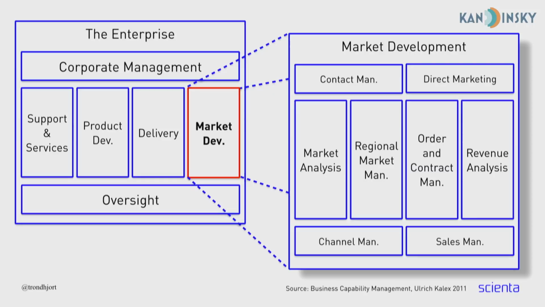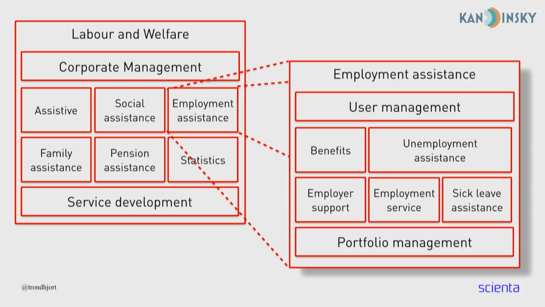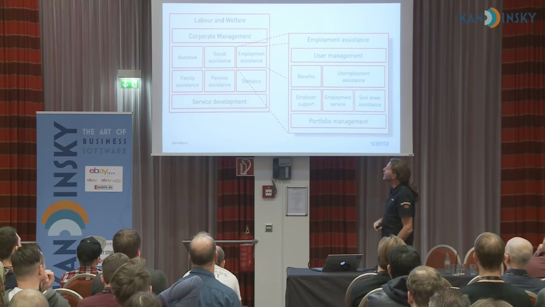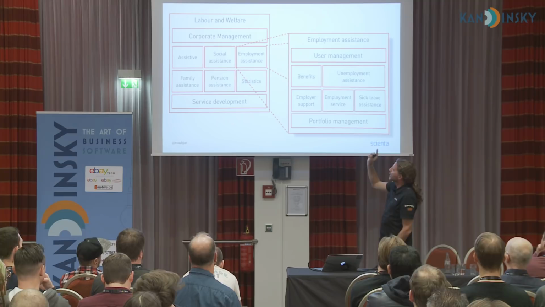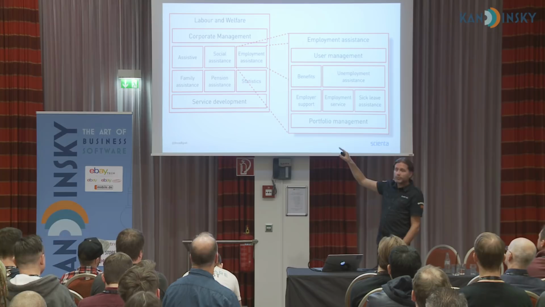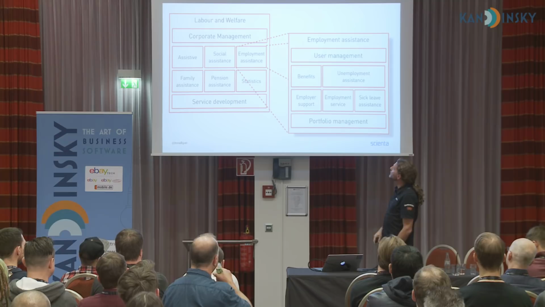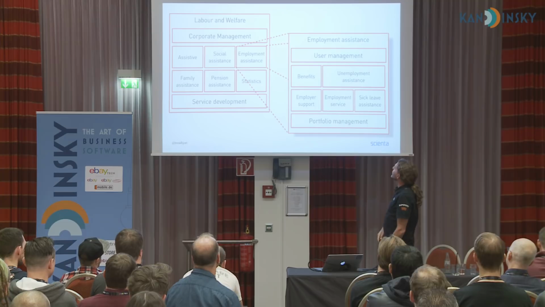One example is from my work in Norway for the public sector. This is the Labor and Welfare Administration. This was not something we did with the right people, so this is more my understanding of it, and one example I presented to them. They didn't take it further because I left just after. Here you have corporate management again. They probably don't call it that, but it's similar. And assistive is assistive tools that you need if you're disabled, for example. You have social assistance, employment assistance, and statistics that you deliver to your government, for example pensions. And you break down employment assistance and get another level. I'm not going to dig into these, but you can take a photo if you like.